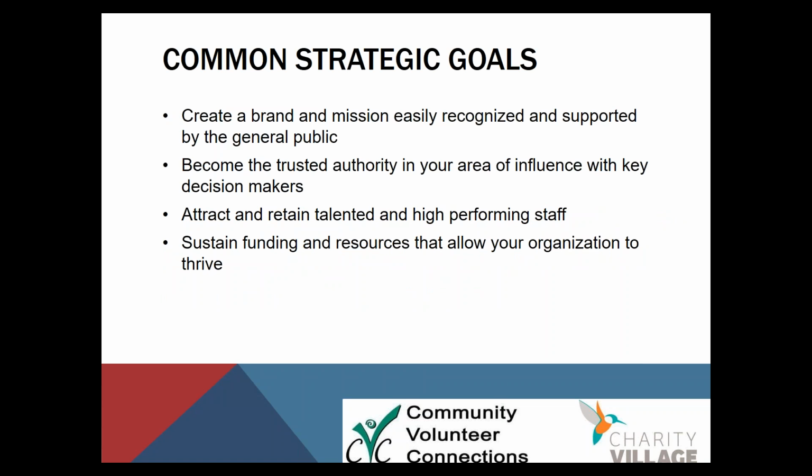The kinds of strategic goals that organizations set for themselves are things like creating a brand and a mission that's easily recognized and supported by the general public. So there's a lot of marketing and strategic thought that goes into there. You might want to be the trusted authority in your area of influence with key decision makers. So if there is a question about your area of expertise, you want the government to come to you. You want the school board to come to you and find out what should be done. You want to be able to attract and retain talented and high-performing staff. You want to be able to sustain funding and resources that allow your organization to thrive.